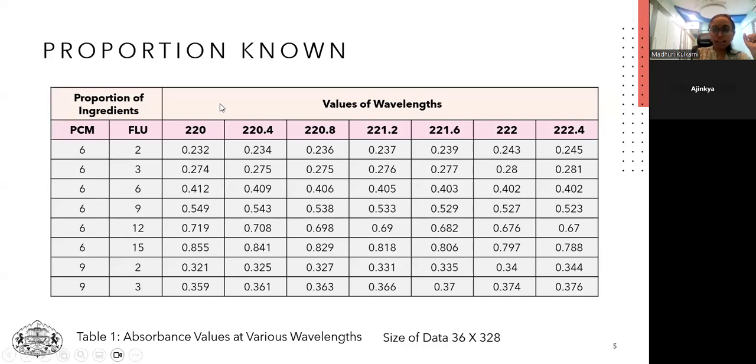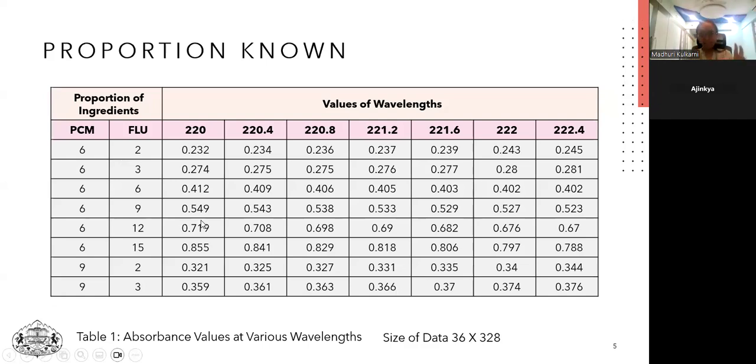From 220 till around 350, with a difference of only 0.4: 220, 220.4, 220.8 and so on up to 350. These were the wavelengths at which these absorbance values were recorded. So 0.232 is the absorbance value for this 6:2 proportion of the lab mixture at 220 wavelength.